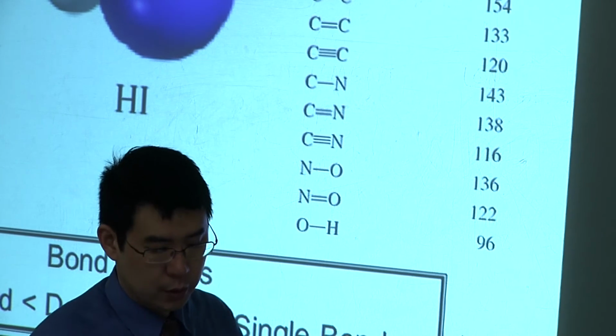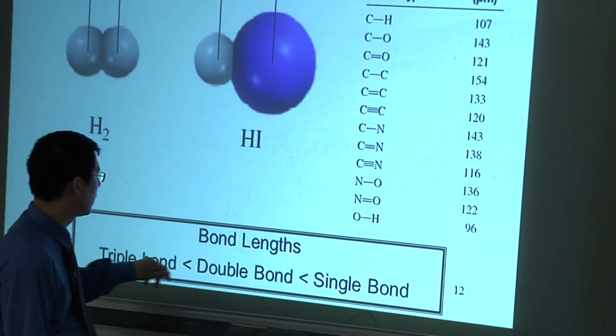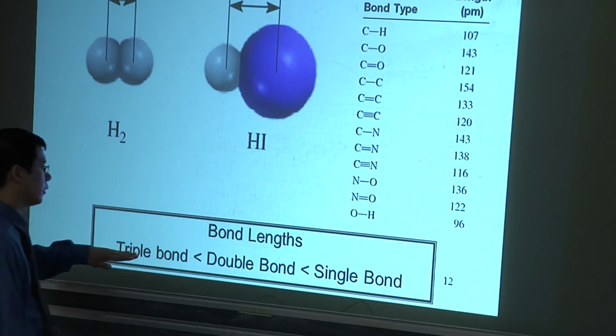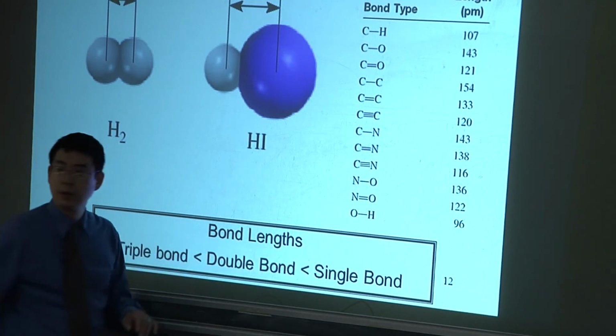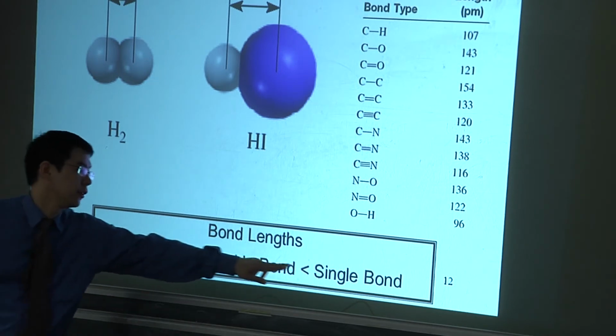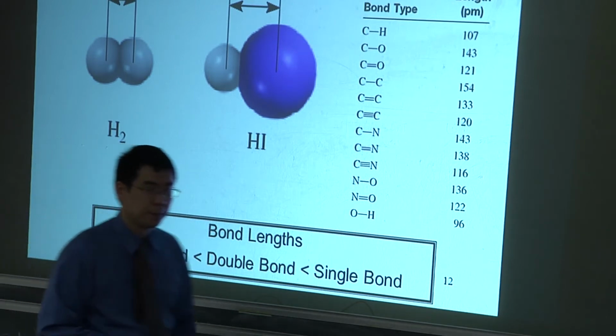So as you increase the number of bonds, let's look at it this way. As you decrease the number of bonds, the distance between the atoms gets bigger. As you increase the number of bonds, the distance between the atoms gets shorter.